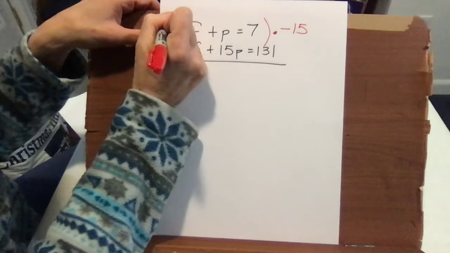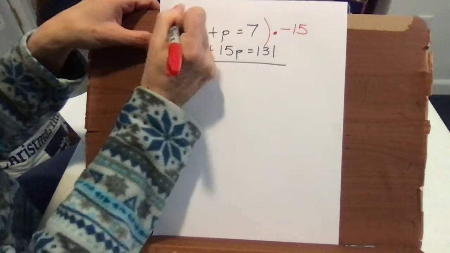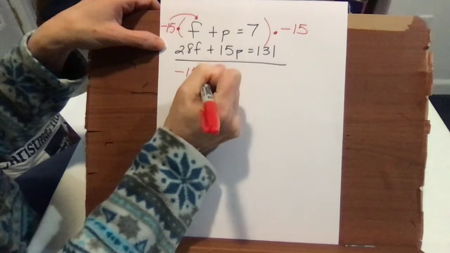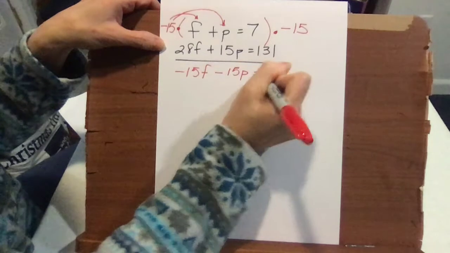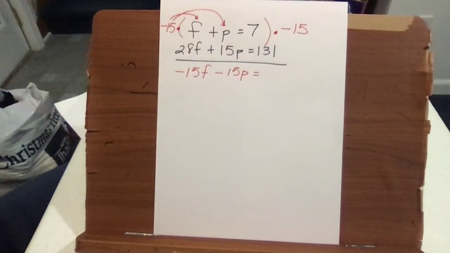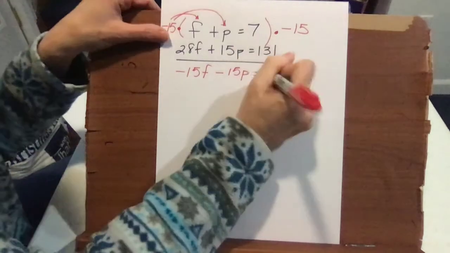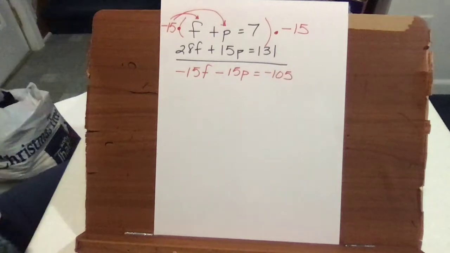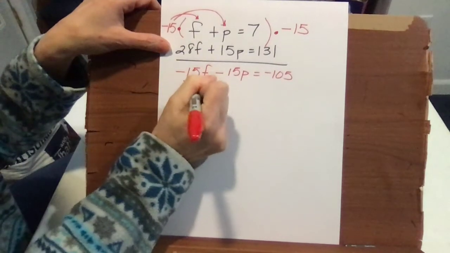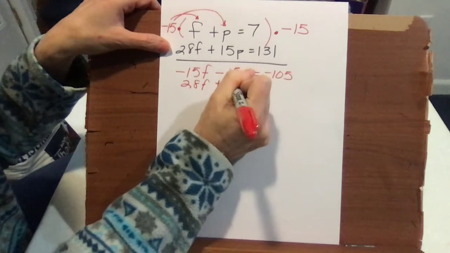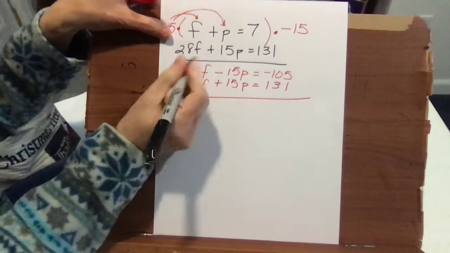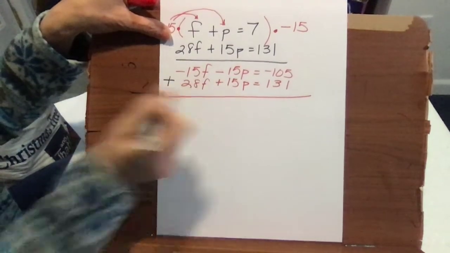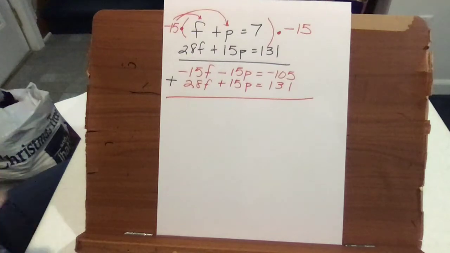So I'm going to distribute that negative 15 on both sides, so I'm going to get negative 15F minus 15P equals, and then you multiply negative 15 times 7, and you're going to get negative 105. Okay, so rewrite your second equation. Always rewrite it so they're stacked right underneath each other and all lined up. And we add down the columns. So negative 15F plus the 28F is going to give us 13F.